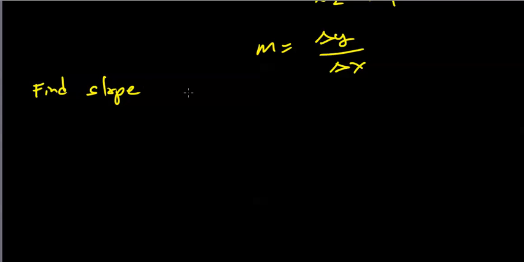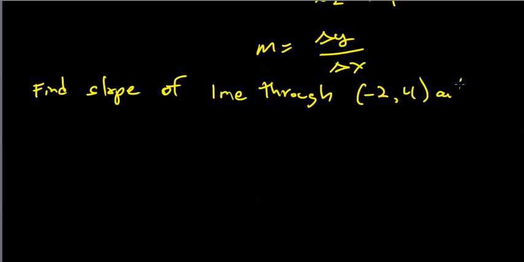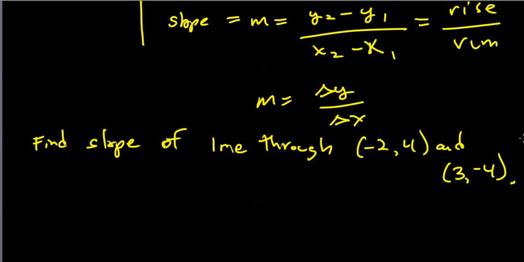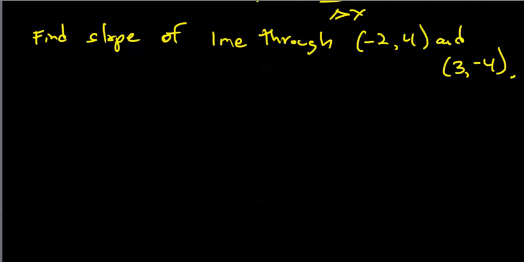If I ask you to find the slope of a line through, let's say, (-2, 4) and (3, -4), this is an easy calculation. What I usually do is I let the first point given be x1, y1, and the second point given be x2, y2. Again, in this formula it doesn't matter which point you take as x1, y1 or x2, y2. It'll all come out in the wash in the end.